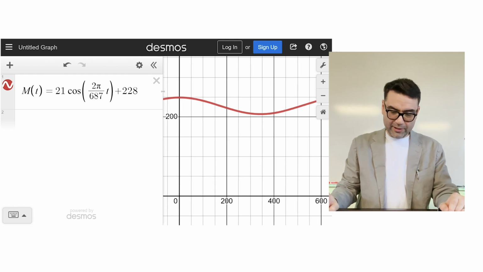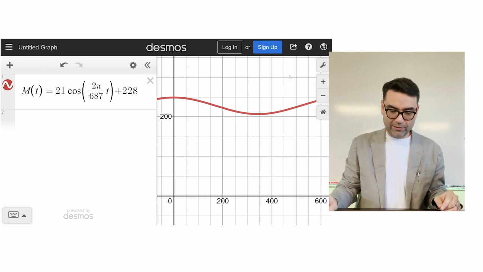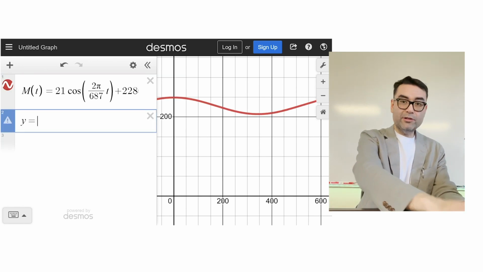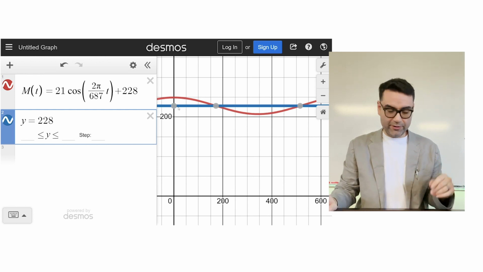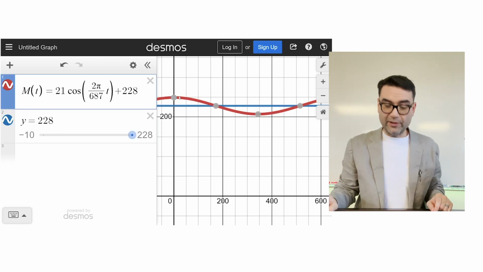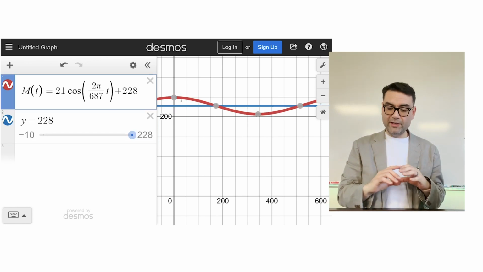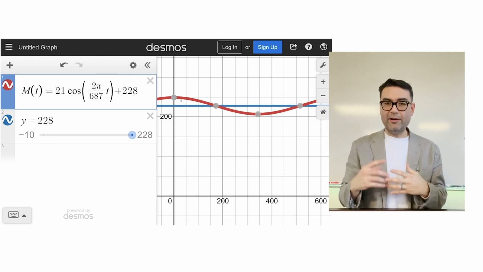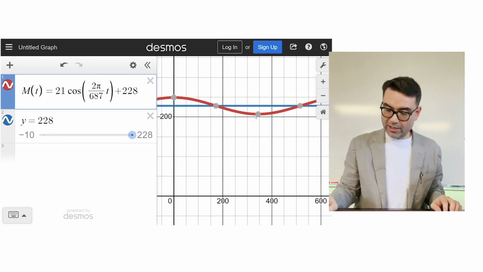And what's really useful is to graph the actual midline of the function. So if you remember here, our midline was the 228 value. So I'm going to graph an extra function to help me visualize things. Y equals 228. Now that's a constant function, right? 228. So it should be a perfectly horizontal line. And this will help us see where our function oscillates, right? So we have some of the function being above that midline and sometimes it's below it.